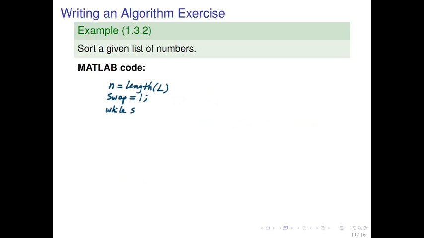And while this swap parameter is not equal to 0, we're going to actually go through the checking of the list portion of this thing. And so for everything in your list, going from 1 to n minus 1, we're going to check if L of i is greater than L of i plus 1. And again, this is saying that the next element in the list is actually smaller than the previous element of the list. That's why you need to swap.